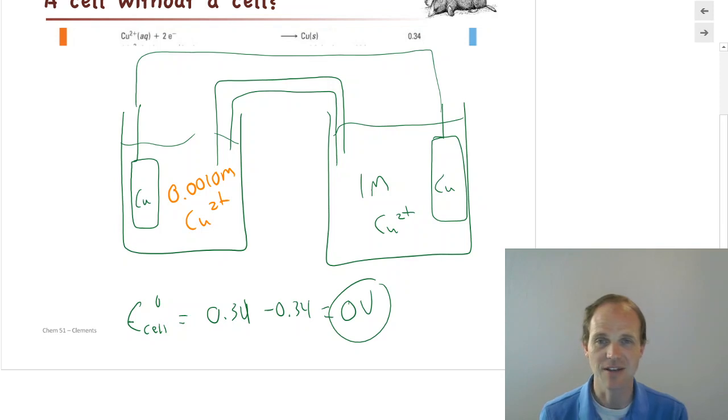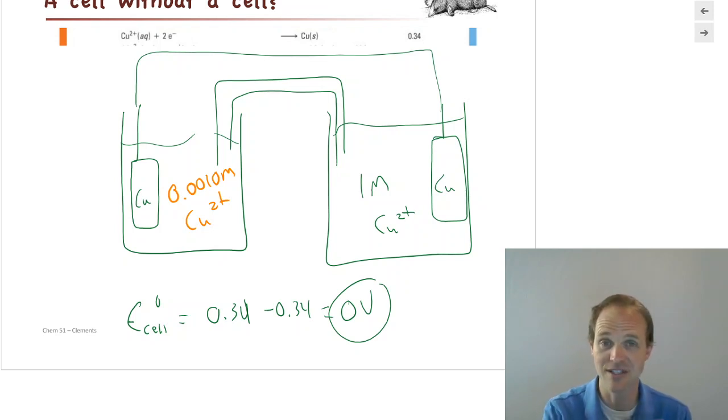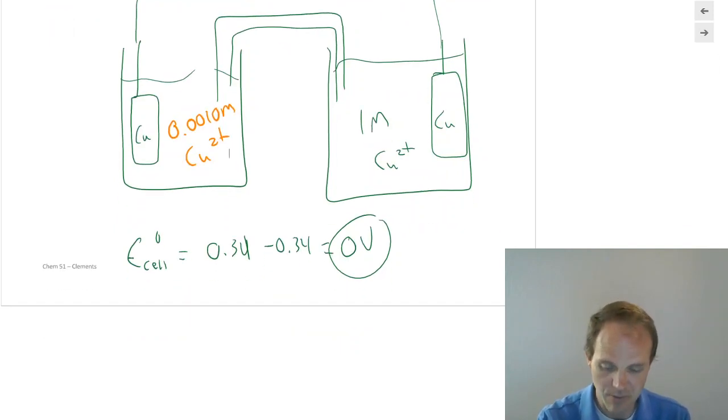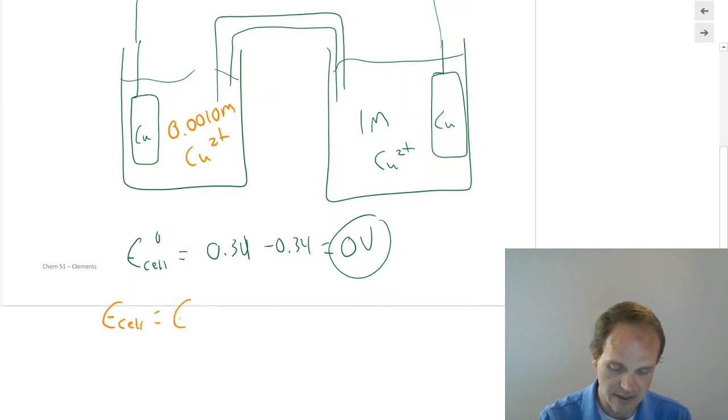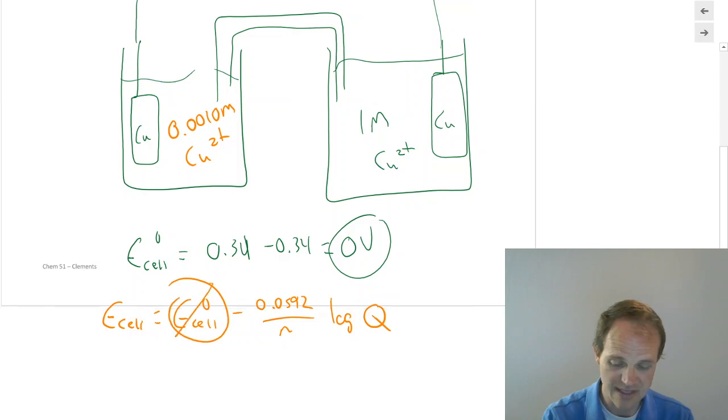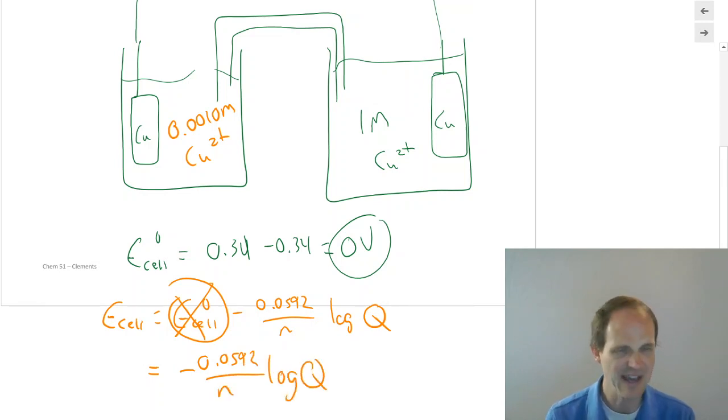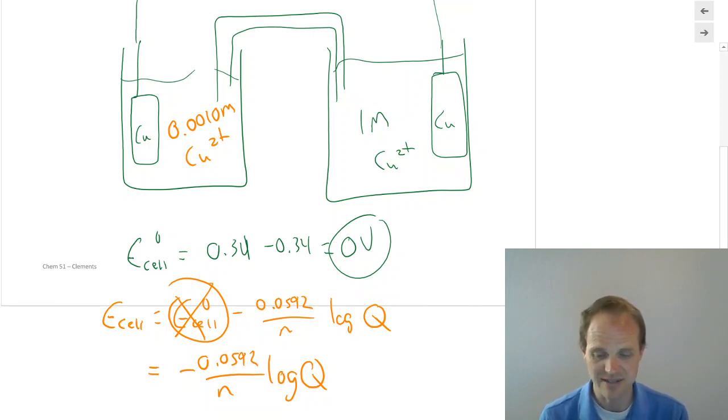Does that change anything? Well, it doesn't change our standard reduction potential, because our standard reduction potential says 0. It's the same thing on both sides at standard conditions. But we've now changed the conditions. We now have non-standard conditions, and that's when we pull out the Nernst equation. We say E cell equals E cell naught minus 0.0592 over n times the log of Q. We know in this case E cell naught is just 0, so this is going to be minus 0.0592 over n times the log of Q, but I still haven't really convinced you that this is useful yet. How do we get Q in this case?